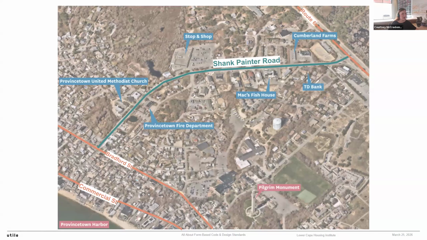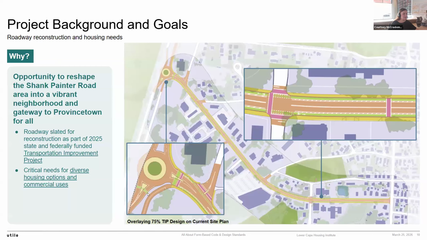So getting into the why of this project, essentially there was a 75% transportation improvement project that was going to be happening along Schaefer Road, where there were going to be new bike paths implemented and the road was going to be reconstructed. And this is part of the 2025 improvement plan. And as a result of this, Provincetown put out an RFP as a way of rezoning Schaefer Road to address this critical need for housing improvements and options, and thinking about mixed use development along this commercial corridor.